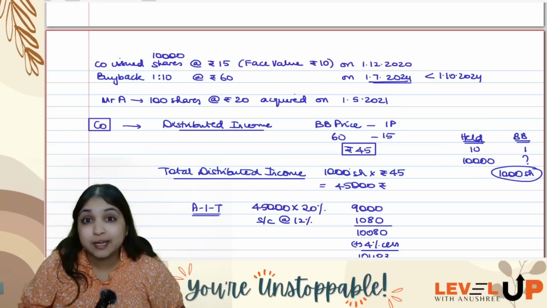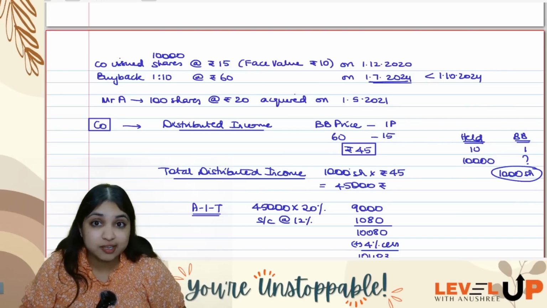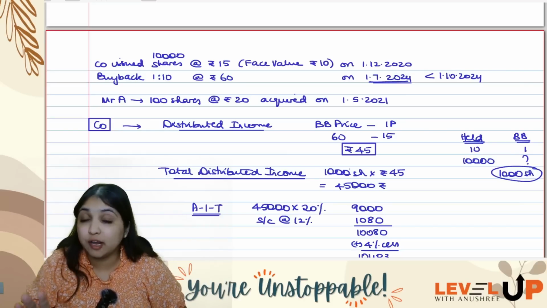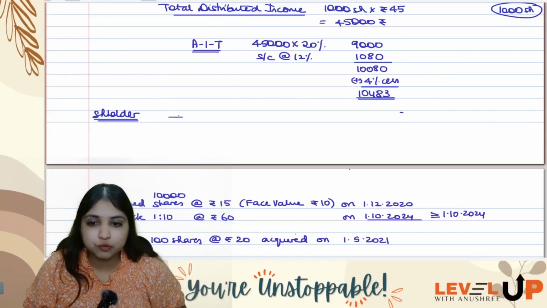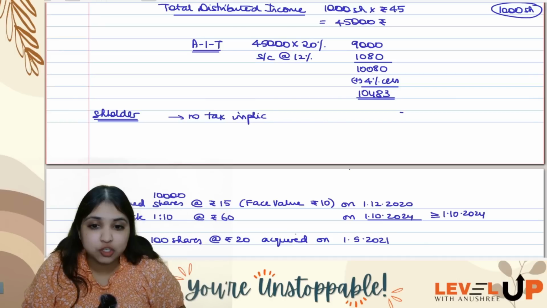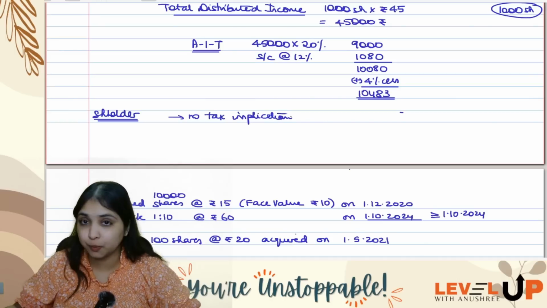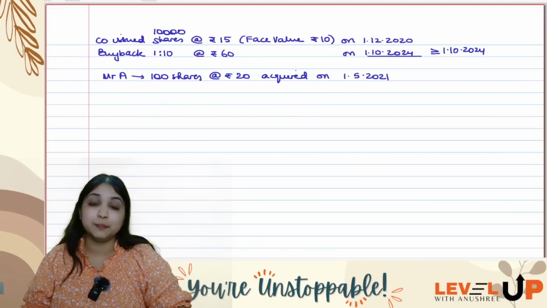He paid only 20 rupees per share, but he is going to get 60 rupees per share for 10 shares. So he did make a gain of 40 rupees per share for 10 shares. But from the shareholders' point of view, there were no tax implications, and this was as per section 46A. This was your existing provision. Now coming to your new provision, your amended provision.